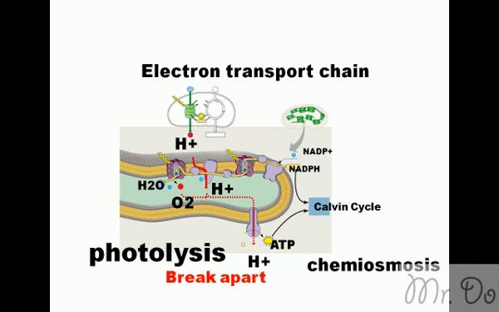Both ATP and NADPH is carried to the Calvin cycle, which is the second and the final step of photosynthesis to make glucose. And that's pretty much it so far for photosynthesis. We'll get more into Calvin cycle later.